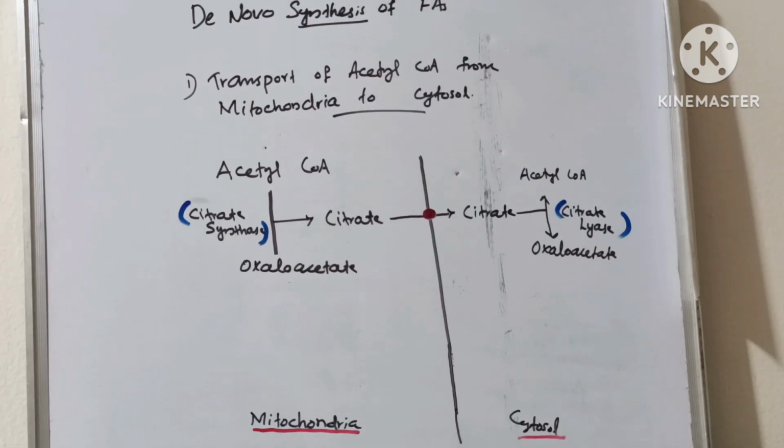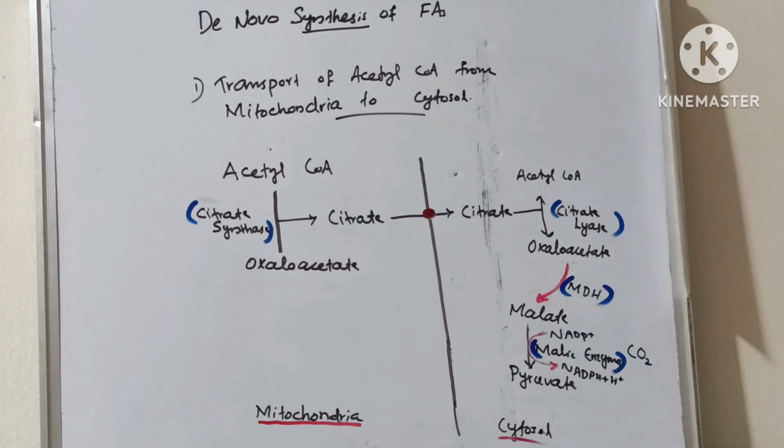First phase is transport of acetyl-CoA from mitochondria to cytosol. As it is impermeable, acetyl-CoA cannot cross the mitochondrial membrane. So it combines with oxaloacetate by the enzyme citrate synthase and it forms citrate in the mitochondria. This citrate can cross the mitochondrial membrane. So it reaches cytosol. And in the cytosol, it is broken down to acetyl-CoA and oxaloacetate by the enzyme citrate lyase. This acetyl-CoA serves as the substrate for fatty acid synthesis.